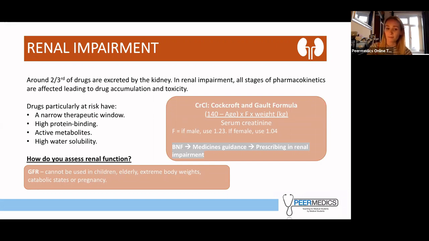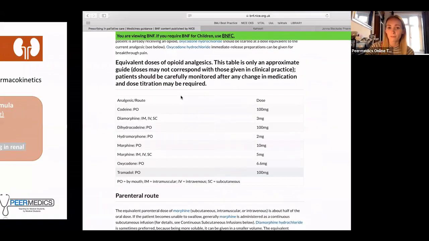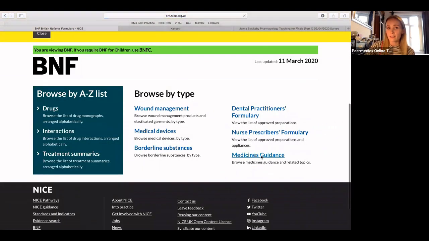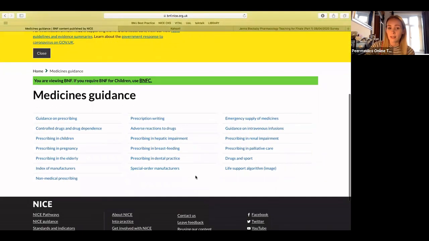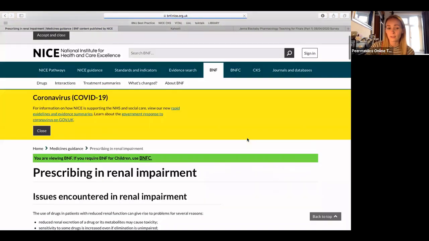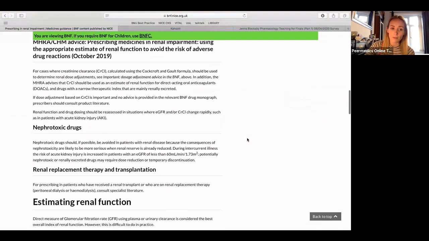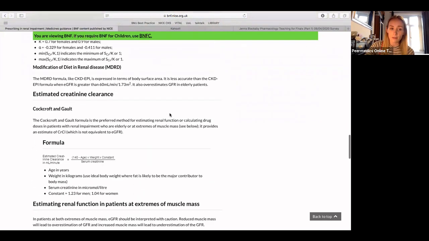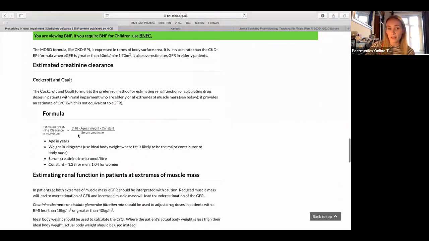But exam-wise, again, go to the BNF, go to medicines guidance and prescribing in renal impairment. And then if we scroll down, this is telling you all about CKD, and then you go down to here to the Cockcroft and Gault, and this is the formula. So it tells you everything about what you need to know and the constants.